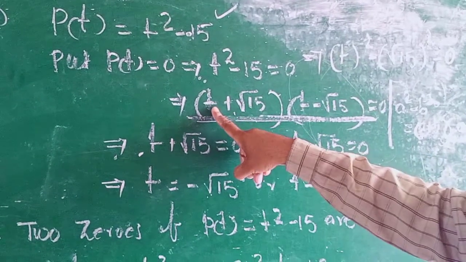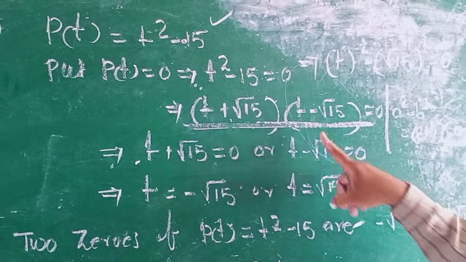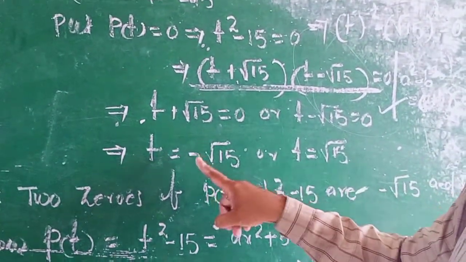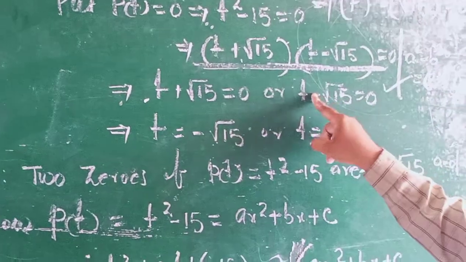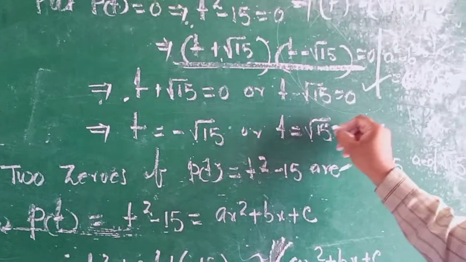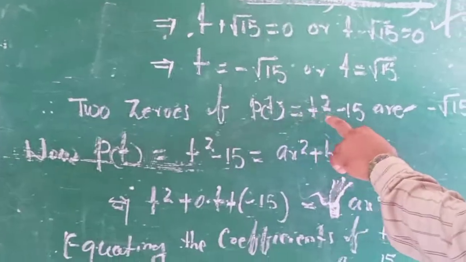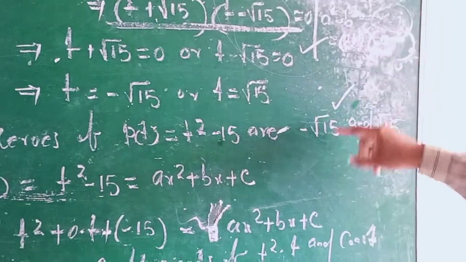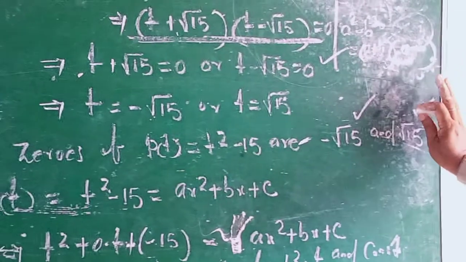So that implies t plus square root of 15 is equal to 0 or t minus square root of 15 is equal to 0. So that implies t is equal to minus square root of 15, or t is equal to, because the minus will go to the right side as plus, t is equal to plus square root of 15. So therefore the two zeros of p of t equal to t square minus 15 are, one is minus square root of 15 and the other is plus square root of 15. Two zeros we have got.